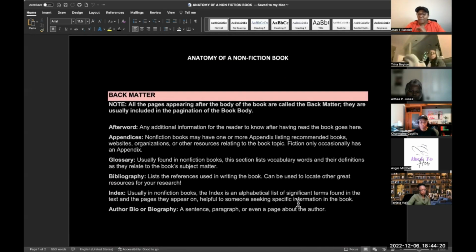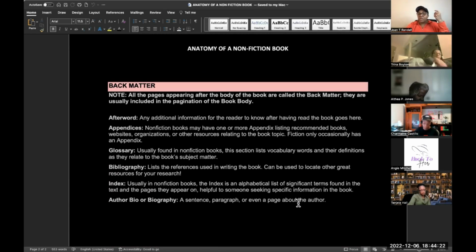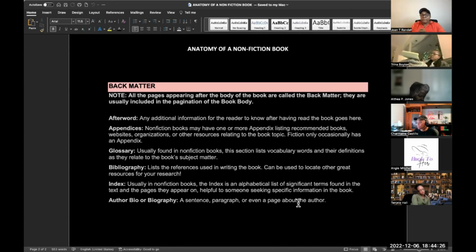All right, back matter. So we talked about the front, we talked about the middle. Now we're talking about the back matter. One of the reasons why I'm sharing this with you, and I will post this in the group so you guys can grab it and just have it for your own reference.